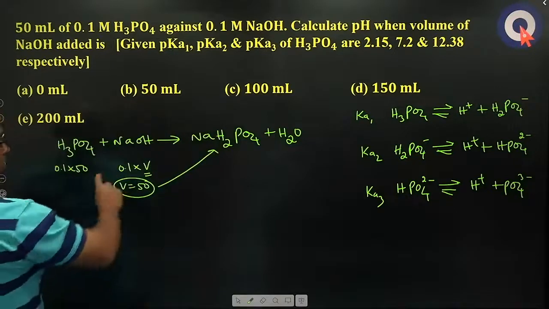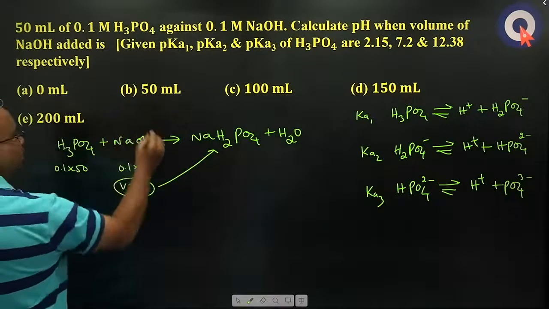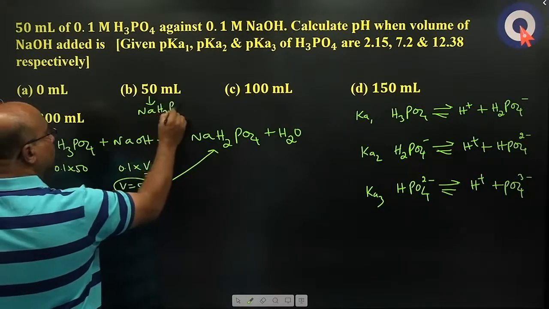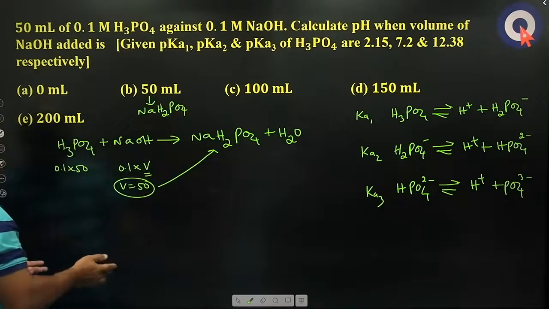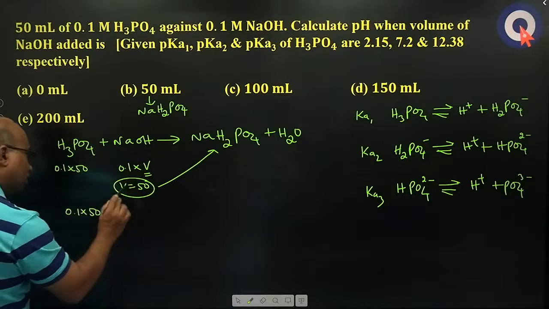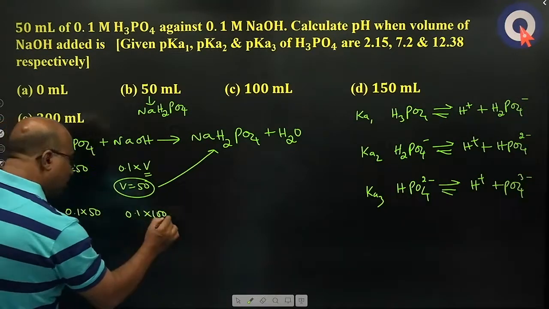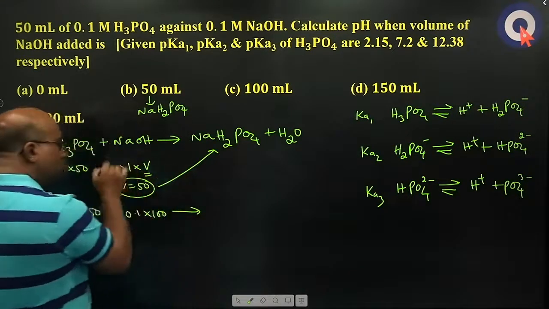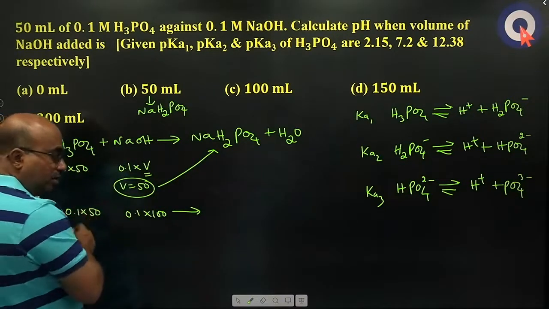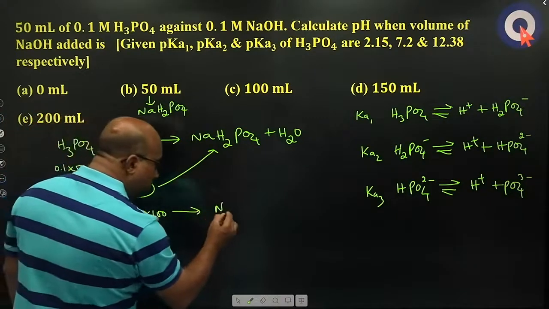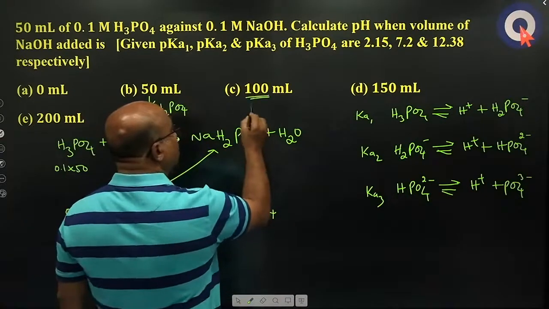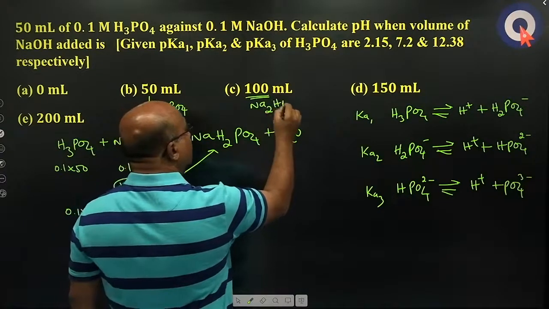From that we can calculate what its KH value is. So here at 50 ml it first converts into NaH2PO4. At 100 ml, it is 0.1 into 50 for this and 0.1 into 100 for the base, which means two equivalents, 2 moles added against 1, so it is a 1:2 ratio, and you will see the formation of Na2HPO4.